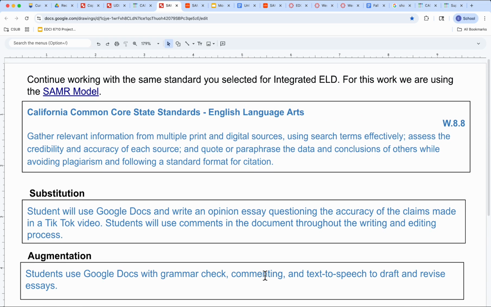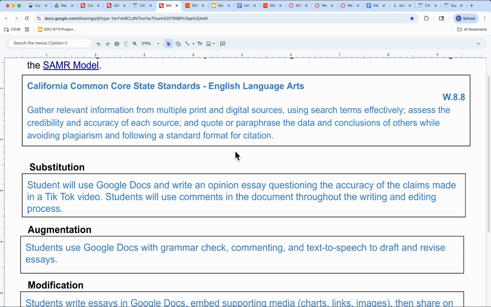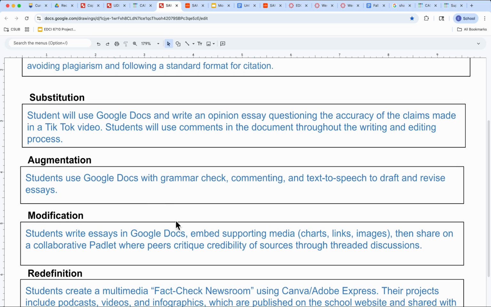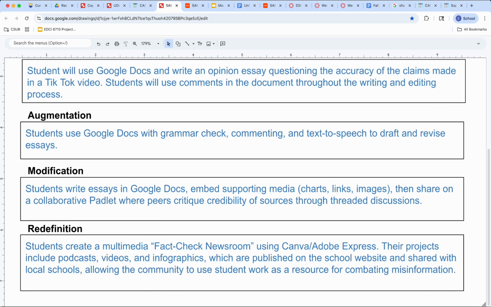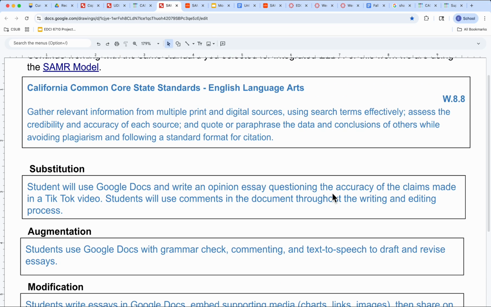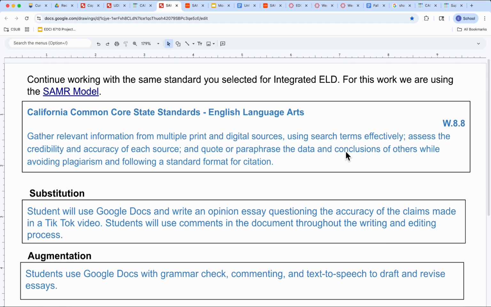So that's what you're going to be submitting for the second part of this same assignment. You're going to submit your SAMR model. What would your standard look like through the substitution, through the augmentation, through the modification, through the redefinition phases? And if you have questions and you're wondering, oh, did I do it well? Where am I? Can I improve it? Honestly, drop it into ChatGPT and then ask it how you did, or ask it to give you feedback.